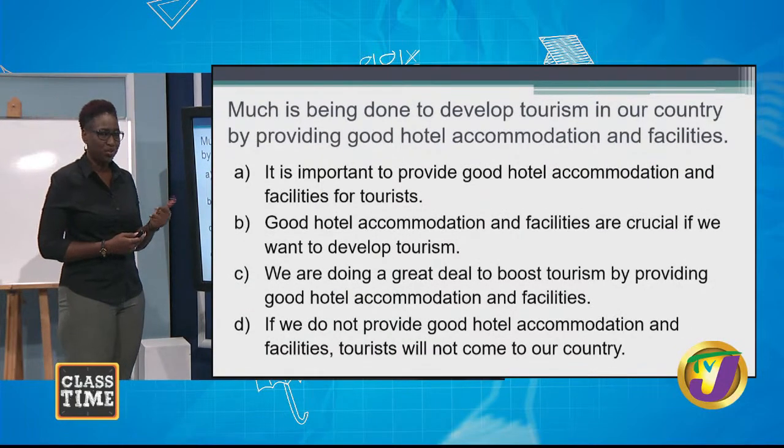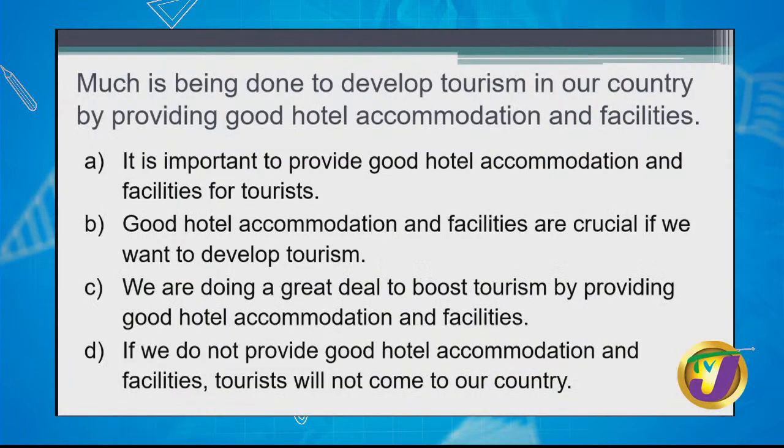Much is being done to develop tourism in our country by providing good hotel accommodation and facilities. So A says, it is important to provide good hotel accommodation and facilities for tourists. All right, interesting. B says, good hotel accommodation and facilities are crucial if we want to develop tourism. Okay. C says, we are doing a great deal to boost tourism by providing good hotel accommodation and facilities.